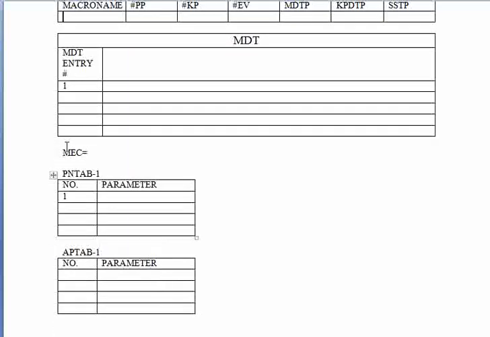Now MEC is a data structure that is used during expansion, and so is the actual parameter table that is used during expansion.